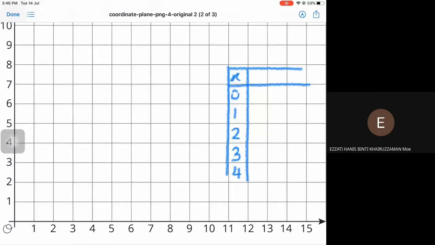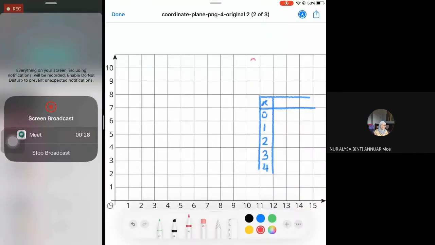Okay, let's say we have 3x minus 6 equals y. Minus 6 ke plus 6? Minus 6 equals y. Okay, katalah kita ambil yang tadi kan. When x equals 0, y is negative 6.